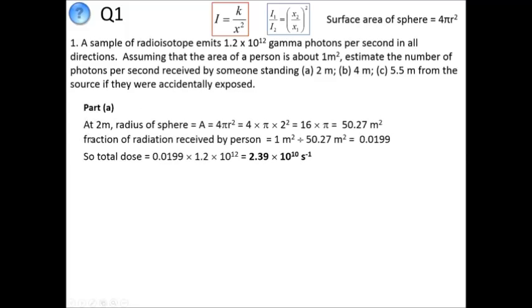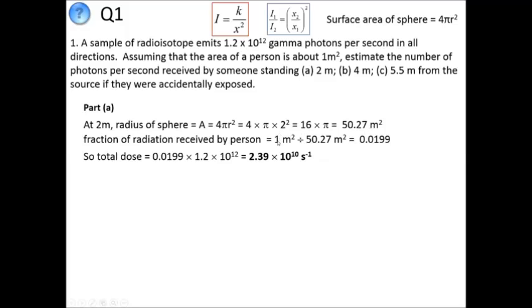So here we go for part A. At 2 meters, we've got the radius of a sphere at 2 meters from this center point where the source is, so the area would be 4 pi r squared. So 4 pi times 2 meters squared gives us an answer of about 50.27 meters squared.